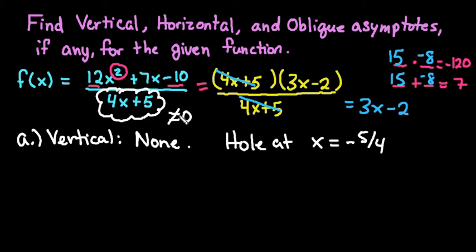So since this cannot equal 0, if I were to solve it, I would move the 5 to the other side, which would give me negative 5, and divide by 4, which would give me negative 5/4. So this one does not have a vertical asymptote, it just has a hole at negative 5/4.